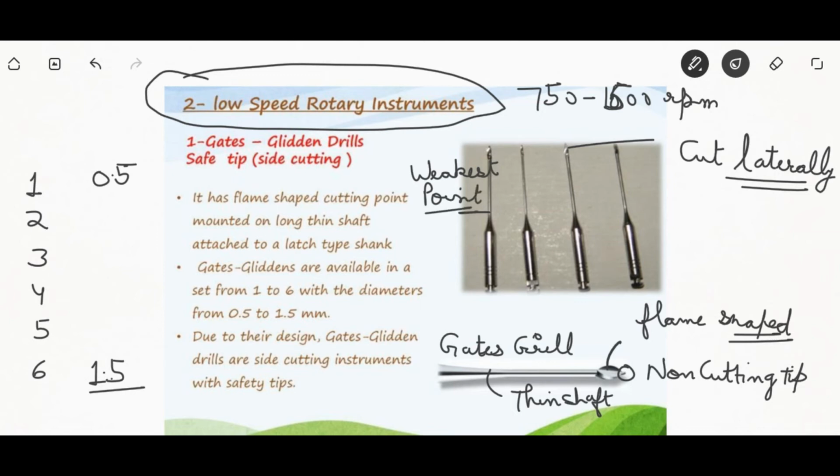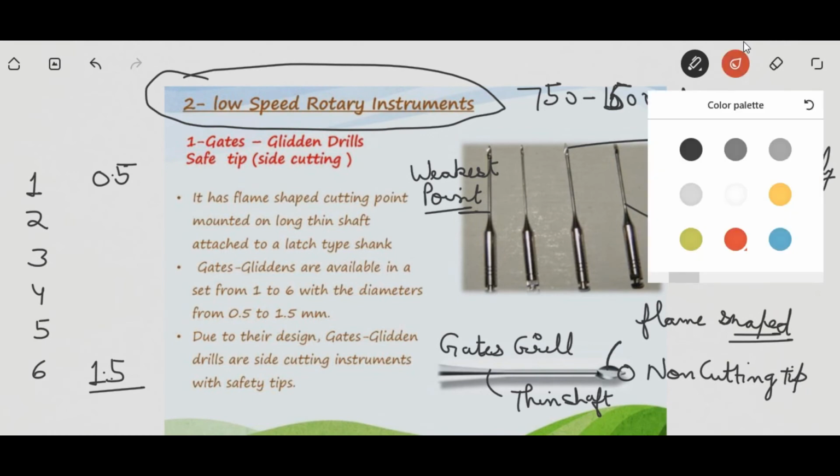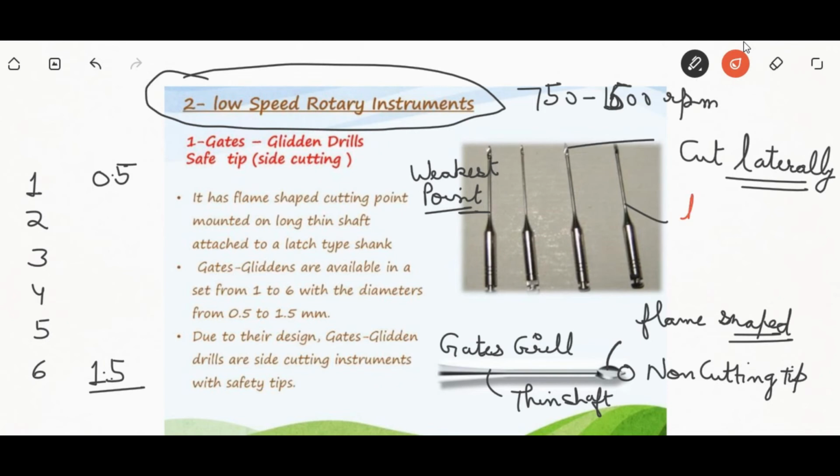The most important feature of this Gates Glidden drill is that it fractures at the junction of the shank and shaft of the instrument. That is the weakest part. If the cutting tip jams against the canal wall, the fracture will occur at the junction of the shank and the shaft, but not at the tip of the instrument. So that makes easy removal of the fractured drill. So how can you remove this Gates Glidden drill? Yes, by grasping with the pliers.